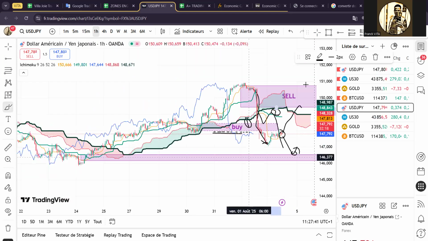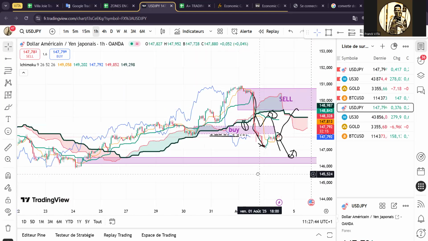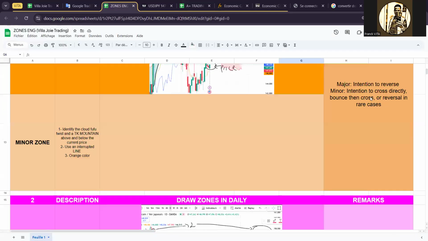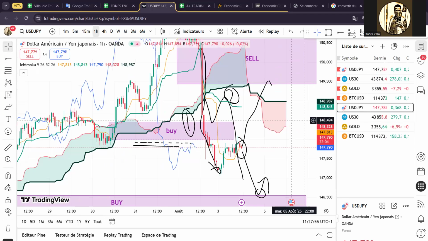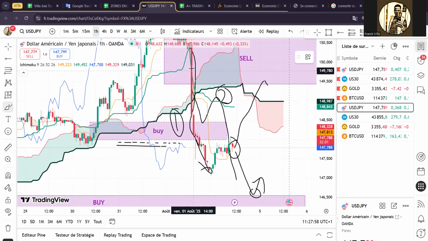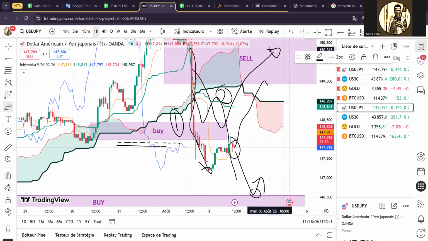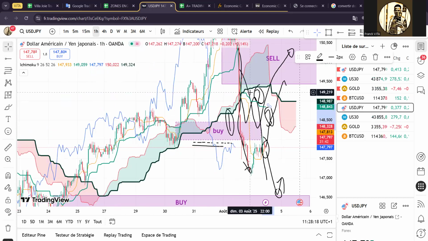What did I say again? There is another version: reversal, bounce, cross directly. Or, for rare cases, it comes and taps into the zone and then reverses, like, sorry, the major zones. That's the rare case for the big reversal. So that's the intention on each of these zones. So that is a little of what we have for zones for now.